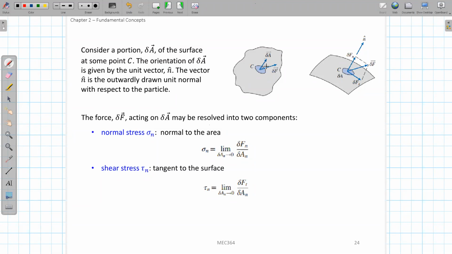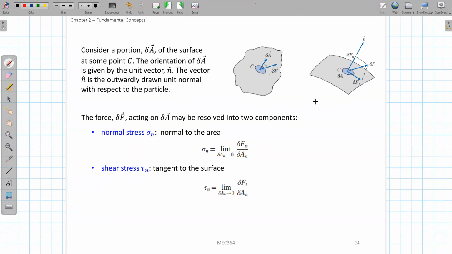Basically we can do a projection of this force, so that it can be decomposed into two components. One component is in the same direction as the surface normal. The other component is perpendicular to the surface normal direction. So we have delta Fn in the same direction as n, the normal direction of the surface, and delta Ft, where t means tangential, that is, tangential to this surface area.